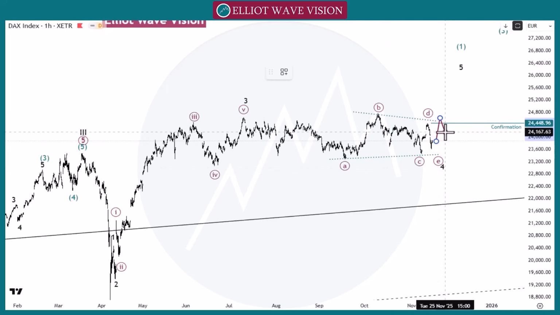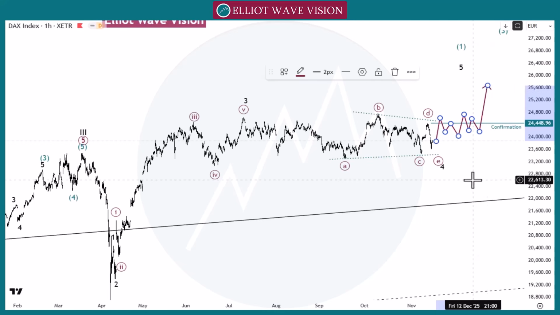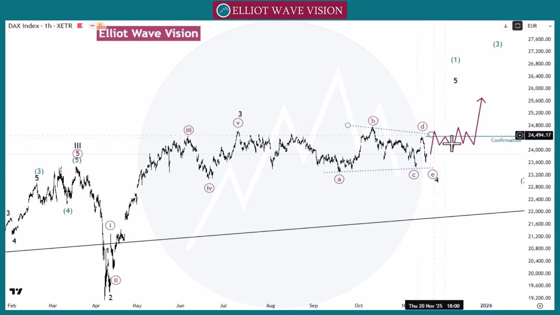Arrival, reaction, first high, A, B, C. Then we will go towards the next points 26,000 and 26,500 step by step. Step by step means with respect to the minor levels and the micro levels. So this is the case which we are looking for.